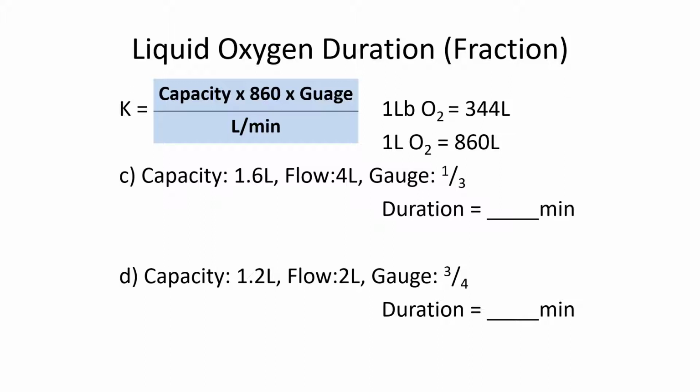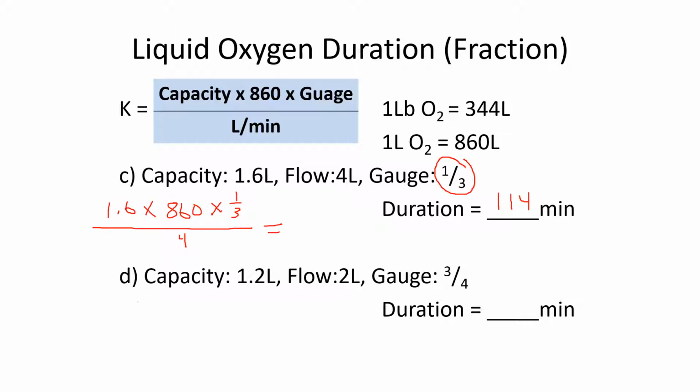All right, I think this is the last one for the review. So here we got the gauge number to contend with, no problem. All you got to do is add that. 1.6 times the conversion, 860, times 1/3. So the container is only 1/3 full, and our rate is 4 liters. So 1.6 times 860 divided by 3 divided by 4. What do you get? About 114. Yep, that's about right.